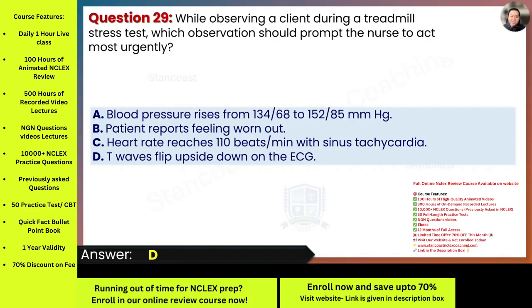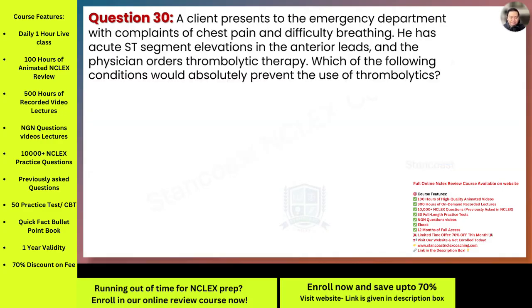So your strategy here is to focus on the life-threatening or high-priority findings. And again, in this case, look for the T-wave inversion in D, okay? Again, it suggests that the heart is not getting enough oxygen, and you have to act on this right away. You have to stop the stress testing.